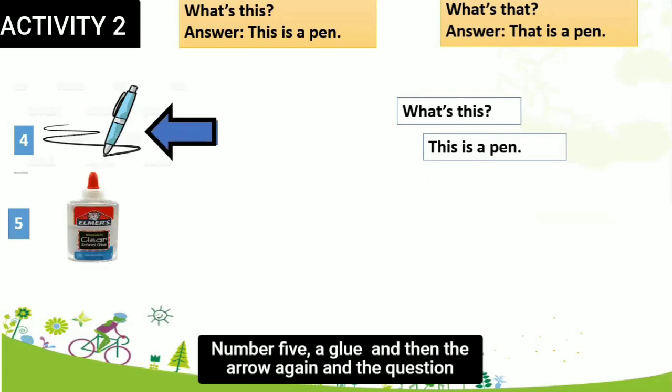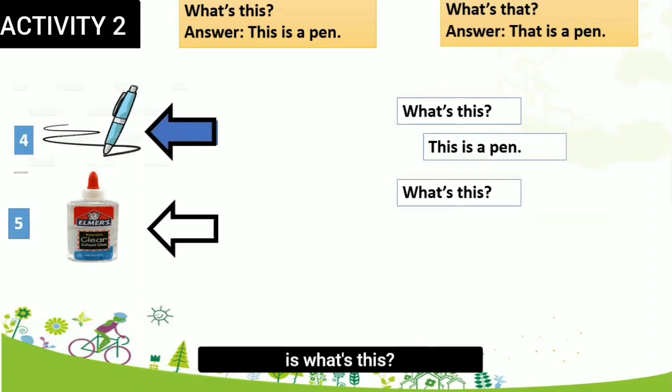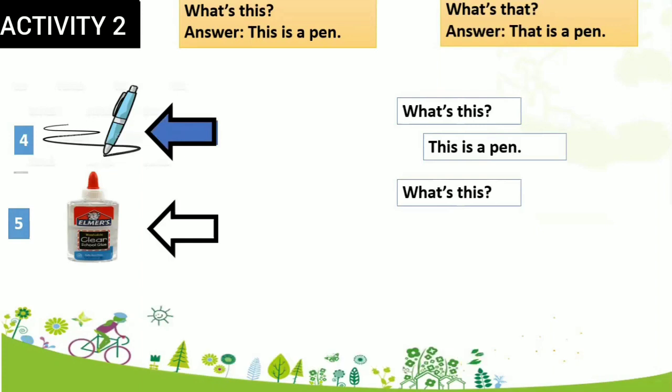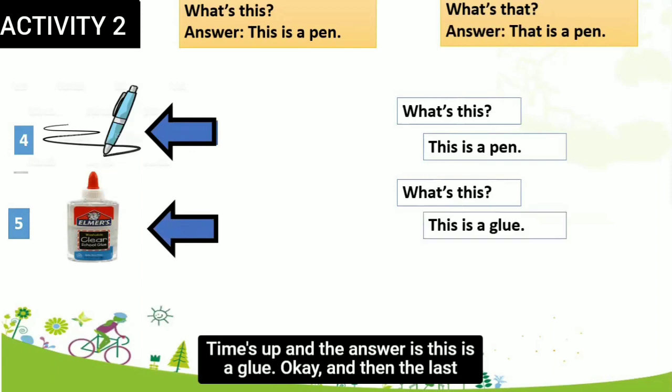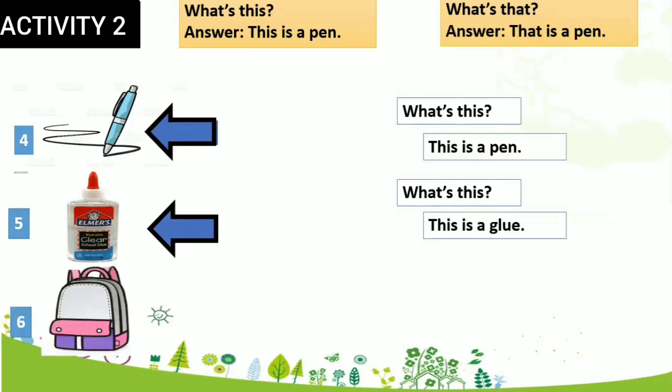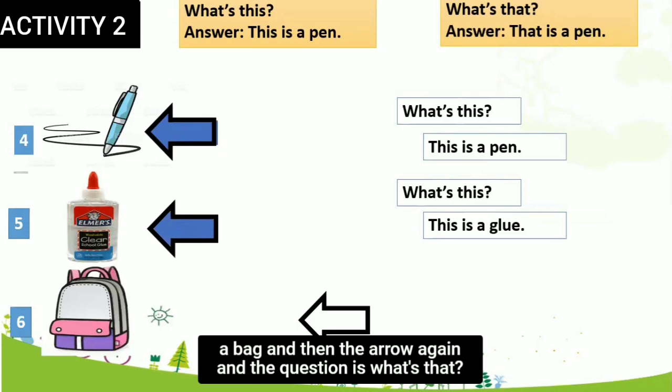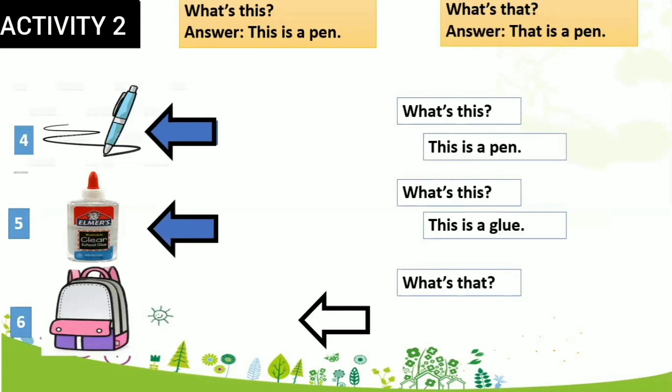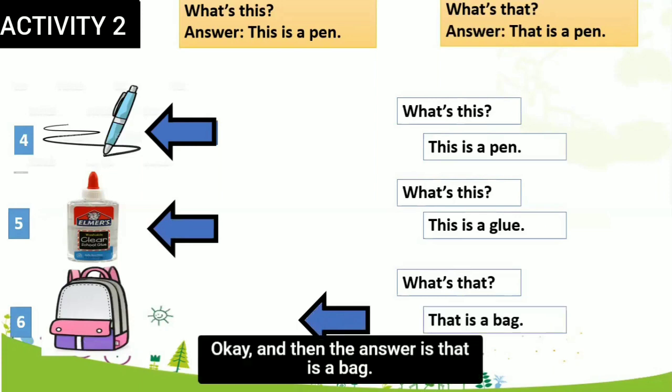Number 5, a glue, and then the arrow again. And the question is, what's this? You can answer. Time's up. And the answer is, this is a glue. Okay, and then the last one, number 6. A bag. And then the arrow again. And the question is, what's that? You can answer now. Okay, and then the answer is, that is a bag.